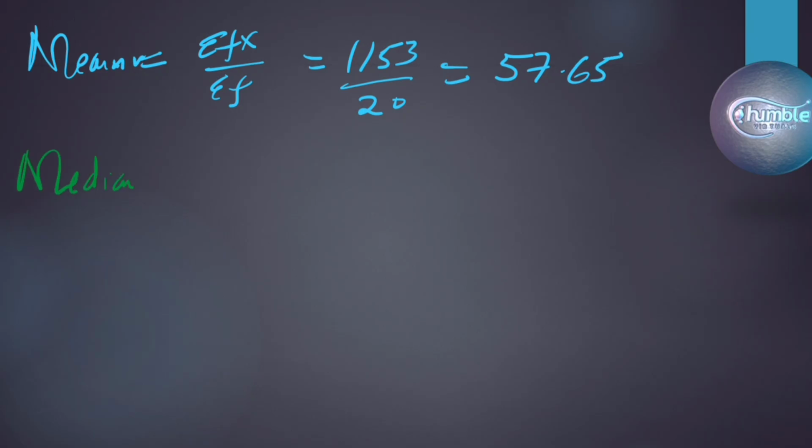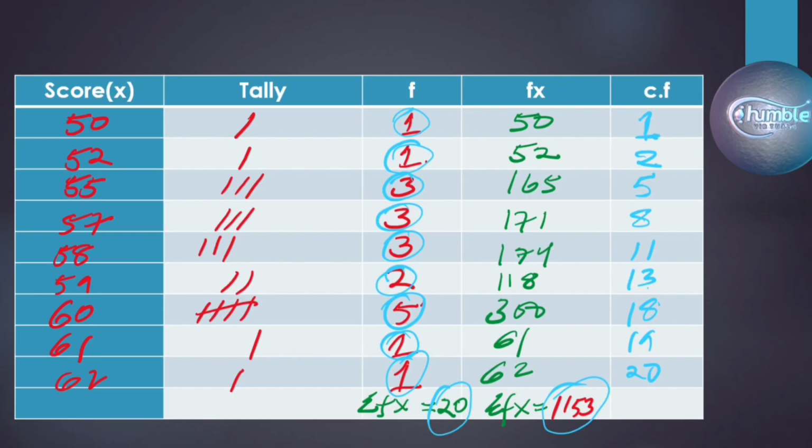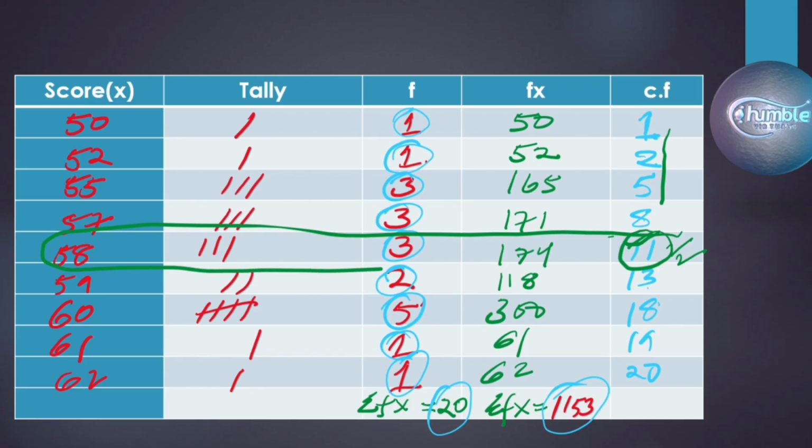What about the median? Median we get by looking for the n over 2th position from the cumulative frequency column. So n over 2 is 20 divided by 2. So we're looking for the 10th position. So where is the 10th position? Going down, here we have reached the 8th position, and then now here is 11th. So meaning the 10th position is inside the score that occupied up to the 11th position here. And which score is that? The score that we're talking about here is the score 58.